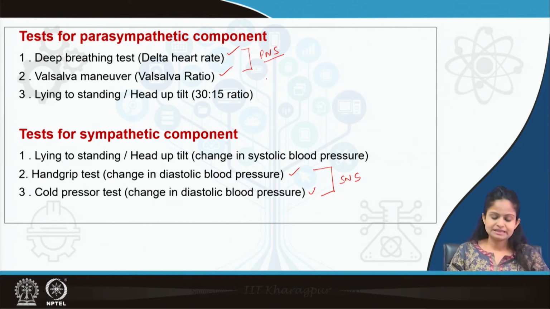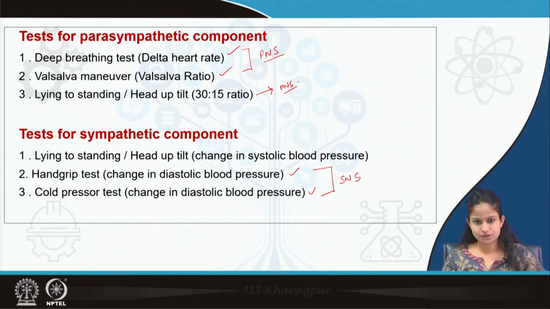Now, in case of the parasympathetic component, that is usually the 30:15 ratio we check for in case of lying to standing or head up tilt.